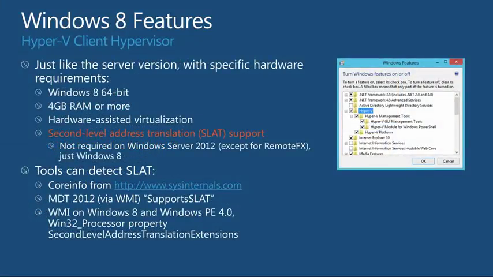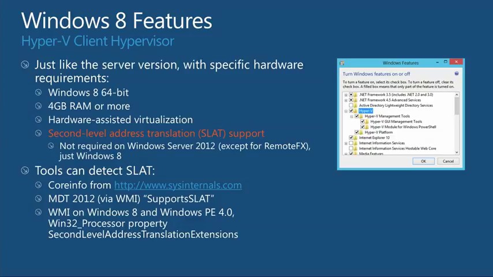Windows 8 also adds a client hypervisor. So Hyper-V finally comes to the client OS. And in order to do that, it does require some specific hardware. It requires Windows 8 64-bit, Pro or Enterprise. It requires 4 gig of RAM or more, because if you had less than that, it wouldn't do you any good to run virtual machines anyway.